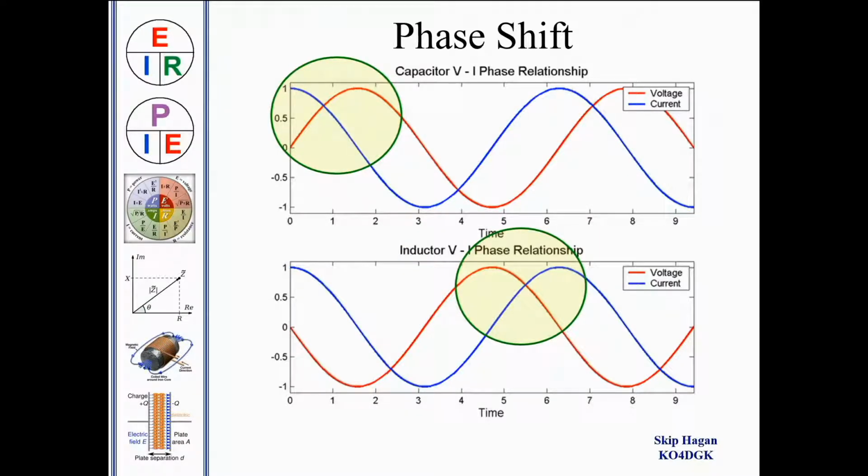Now, this is a little peek ahead at the phase relationship between a capacitive system and an inductive system. And if you notice at the top, in the top graph, we have current leading our voltage by 90 degrees. Likewise, in the inductive system, we have voltage leading current by 90 degrees.